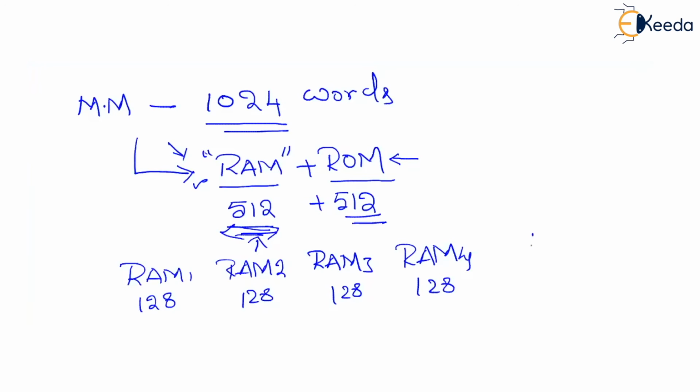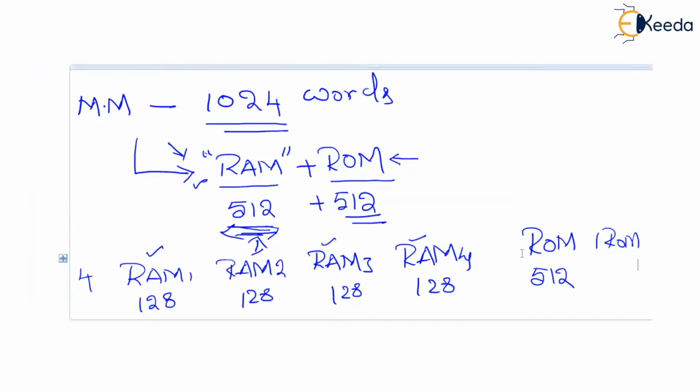Hence, I need not divide my ROM chip. I can use a single chip for ROM that is of just 512 words. So in my system, I do have RAM 1, RAM 2, RAM 3, RAM 4, 4 RAM chips and 1 ROM chip. My main memory comprises 5 different chips, 4 of RAM chips and 1 of ROM chip.